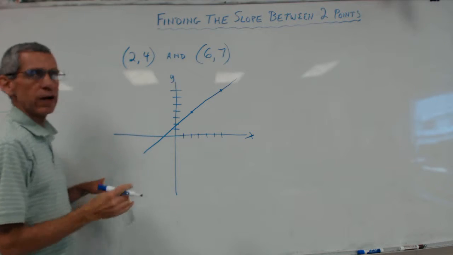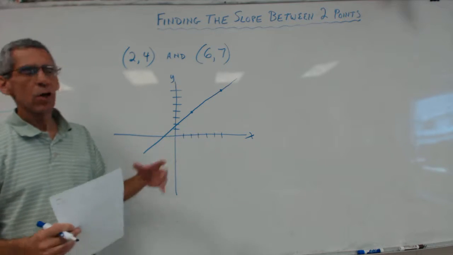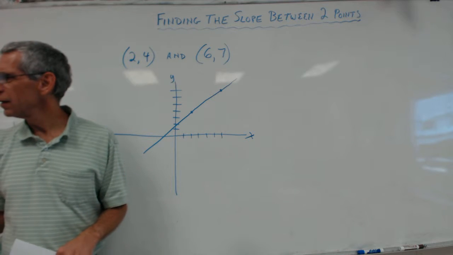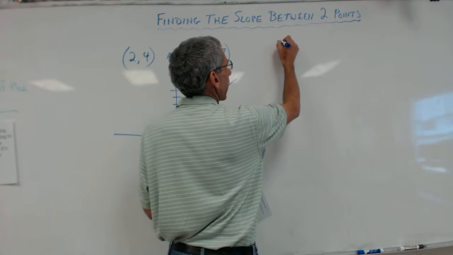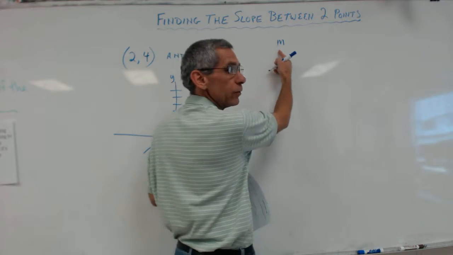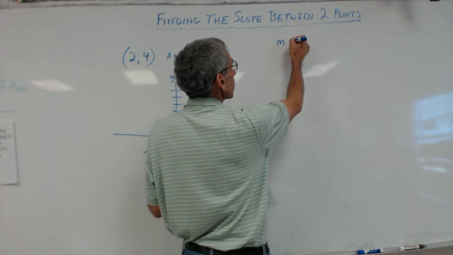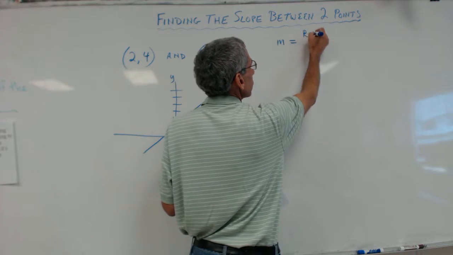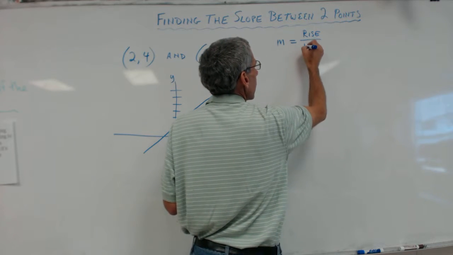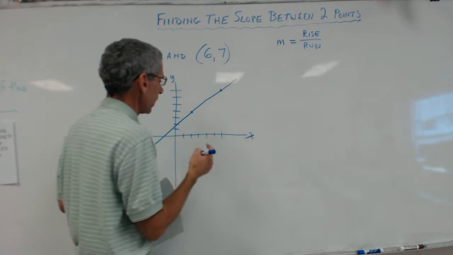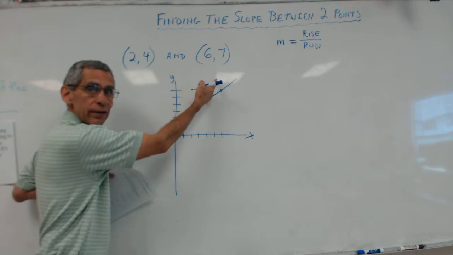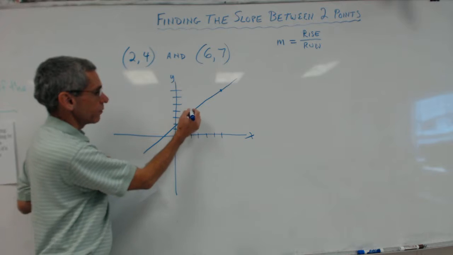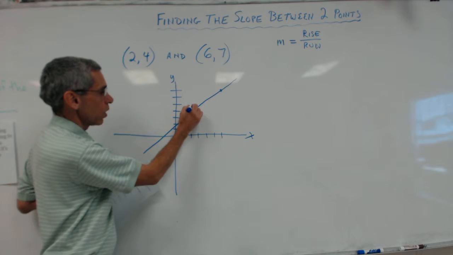How could you find the slope between these 2 points? What does slope stand for again? Rise over run. So let's just remember that slope, m, right? You all know m is slope, right? m is equal to rise over run. Well, could I figure out how many I have to rise and how many I have to run to the next point? Okay, how many would I have to rise?